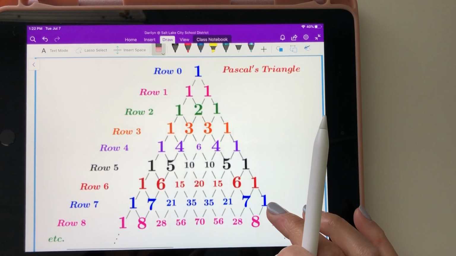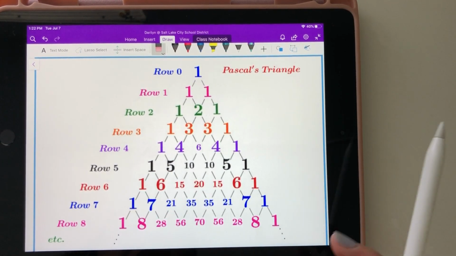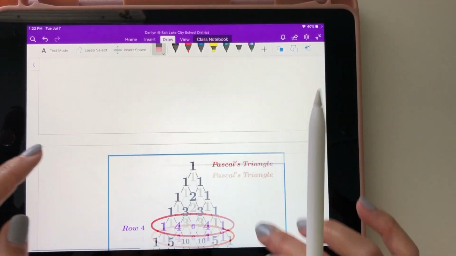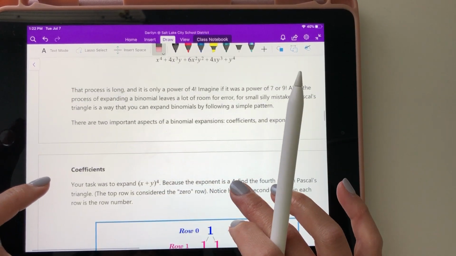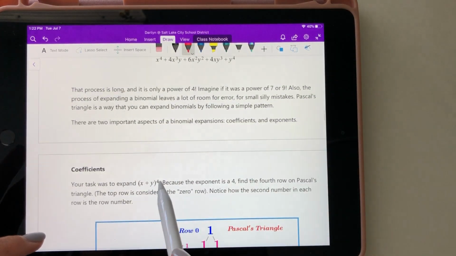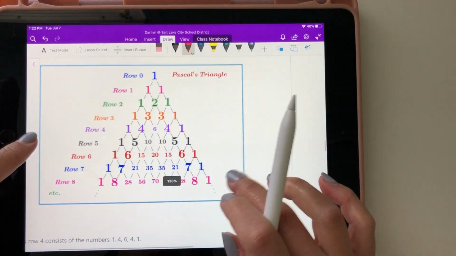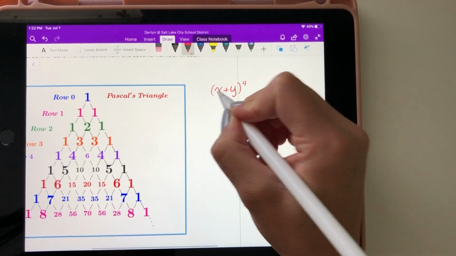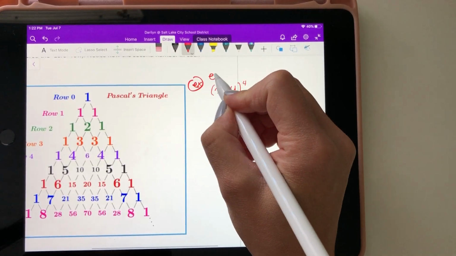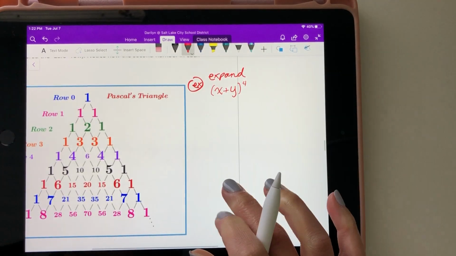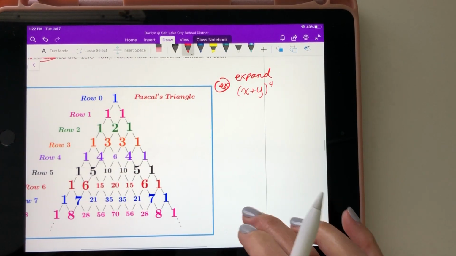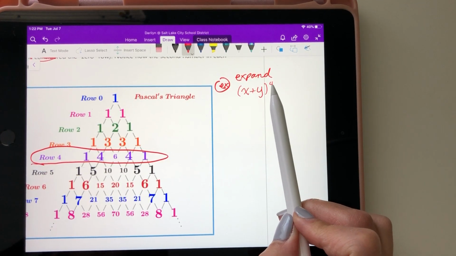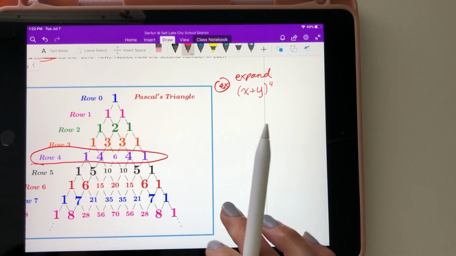So you're probably wondering, okay, cool, Meryl, how does this have to do with expanding binomials? Well, let's take a look. Let's do the example problem right here, (x + y) to the 4th power. Expand this sucker. The first thing I'm going to do is look at row 4 because I have a 4th power. My exponent is 4, which means I look at row 4.